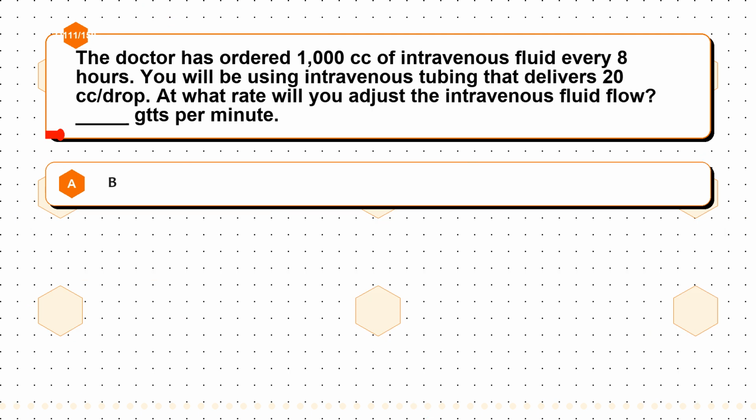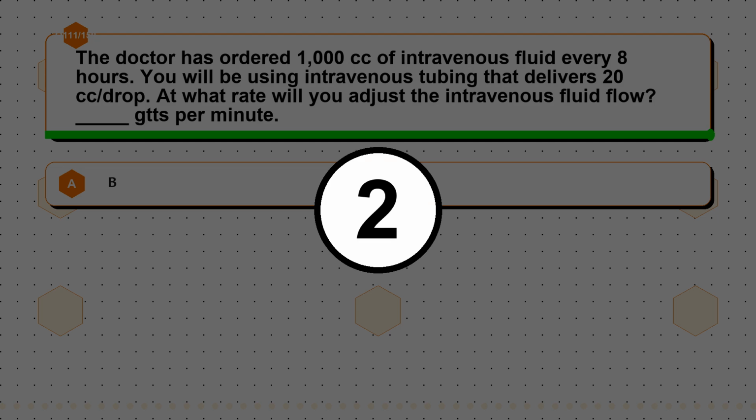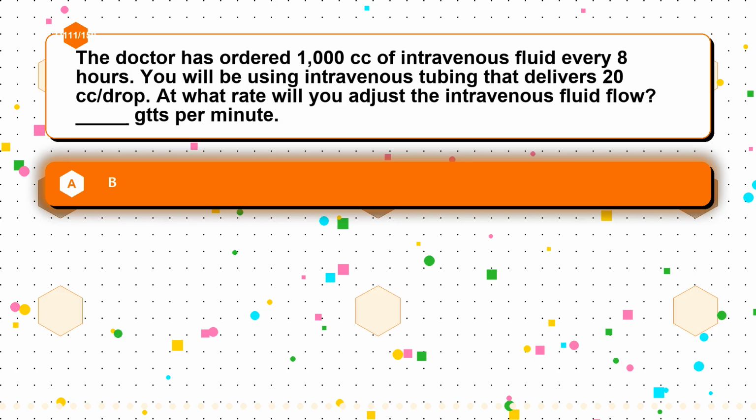Question 111. The doctor has ordered 1000 cc of intravenous fluid every 8 hours. You will be using intravenous tubing that delivers 20 cc per drop. At what rate will you adjust the intravenous fluid flow? Blank GTTS per minute. Here are the options. Option A, B. The correct answer is option A, B. Correct answer, B.